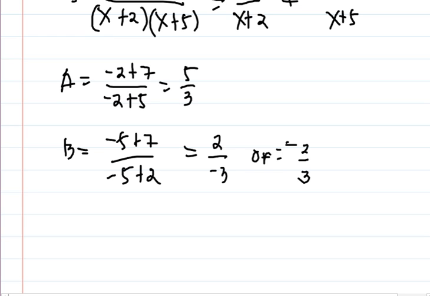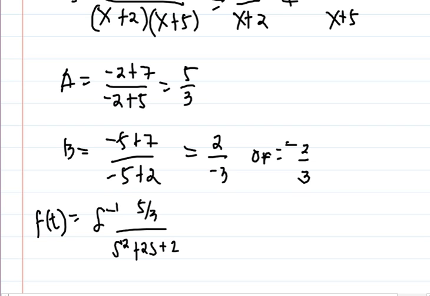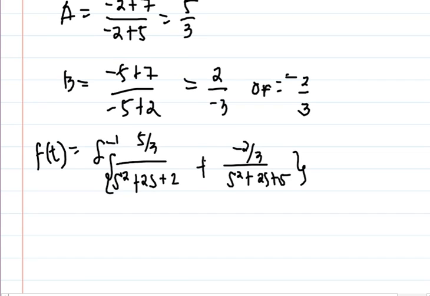So the function of t is equal to the inverse Laplace transform. I will just substitute directly. We have A, which is 5 all over 3, all over s squared plus 2s plus 2, plus negative 2 thirds all over s squared plus 2s plus 5. Then we are going to distribute.